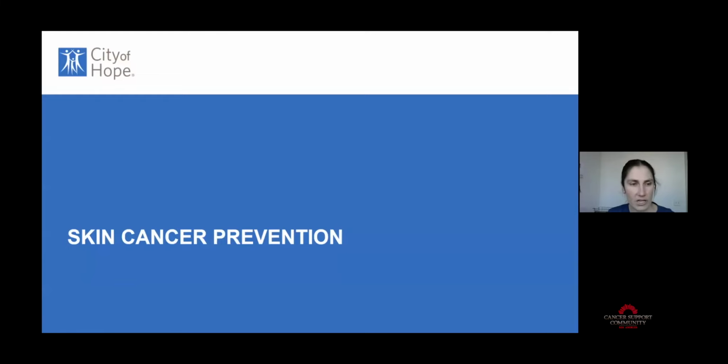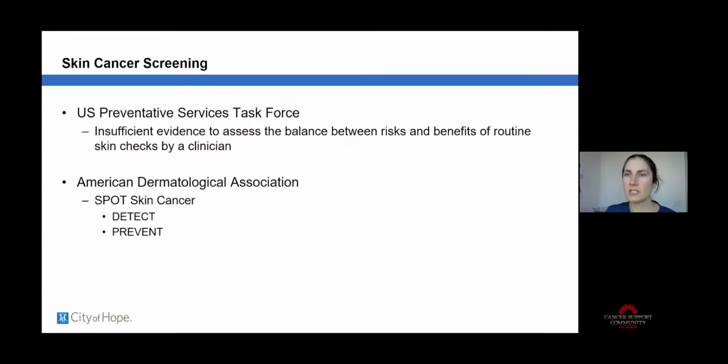And then we're going to talk about skin cancer prevention. The U.S. Preventive Services Task Force, which provides a lot of recommendations in terms of screening, like how often to get mammograms or pap smears or things like that, for skin cancer actually says there's insufficient evidence to assess the balance between the risks and benefits of doing routine skin checks by a clinician or a dermatologist.